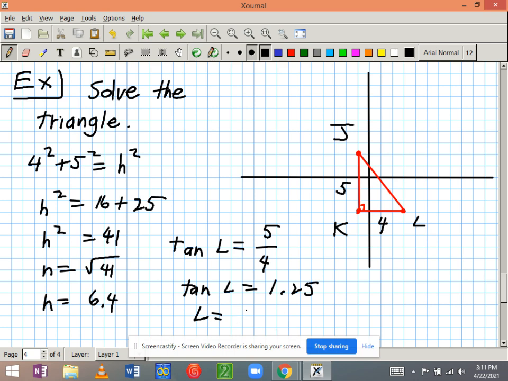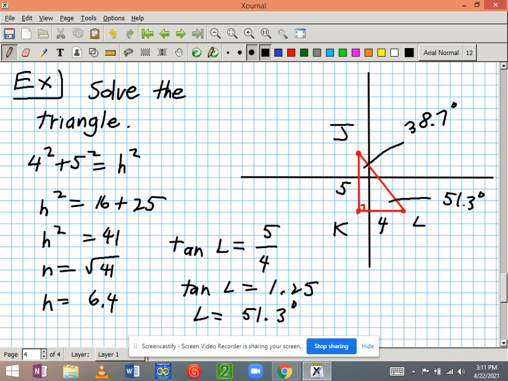51.3. No, that can't be right. Yeah, that's right. 51.3. That's an angle. I was thinking that's the side. Degrees, so that's that angle right there, 51.3. And of course, we'll just subtract from 90. So 90 minus 51.3, 38.7. So we have solved the triangle.